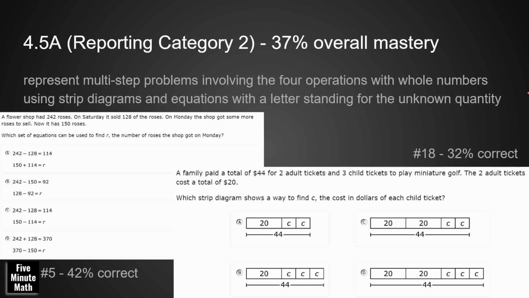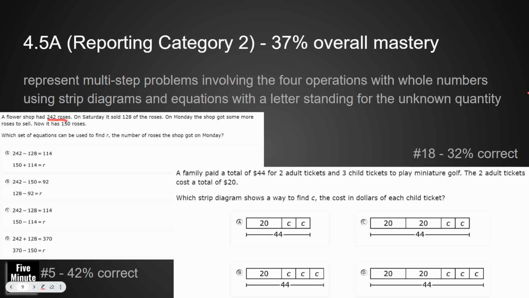Next, we're looking at 4.5a. This is representing multi-step problems using strip diagrams and equations, and you have a letter standing for an unknown number. So what are we doing here? Well, we've got this flower shop right here, and you see that the flower shop had 242.